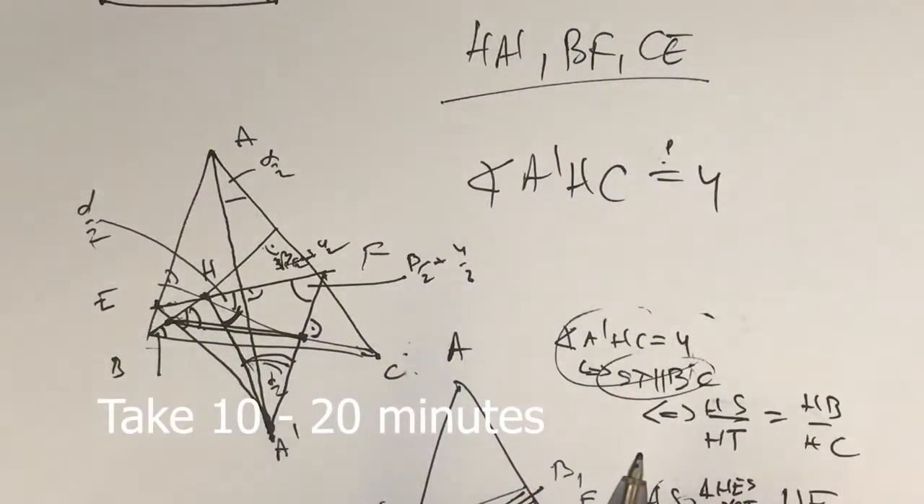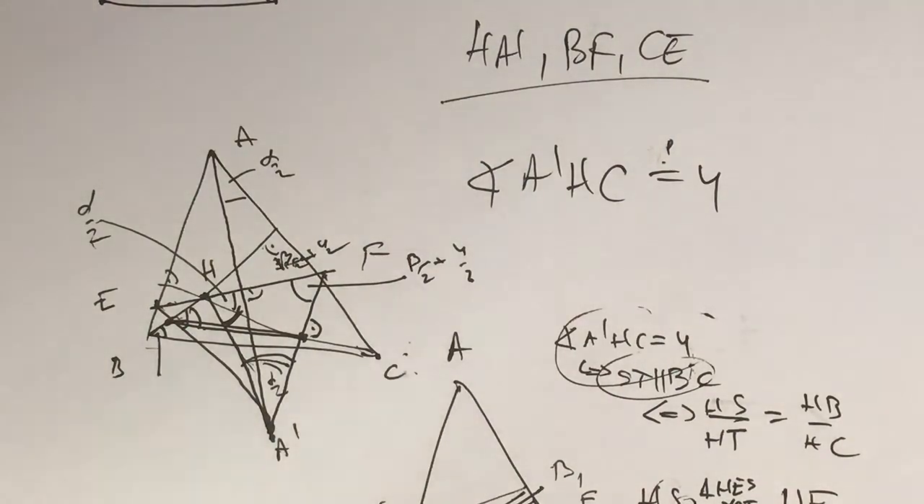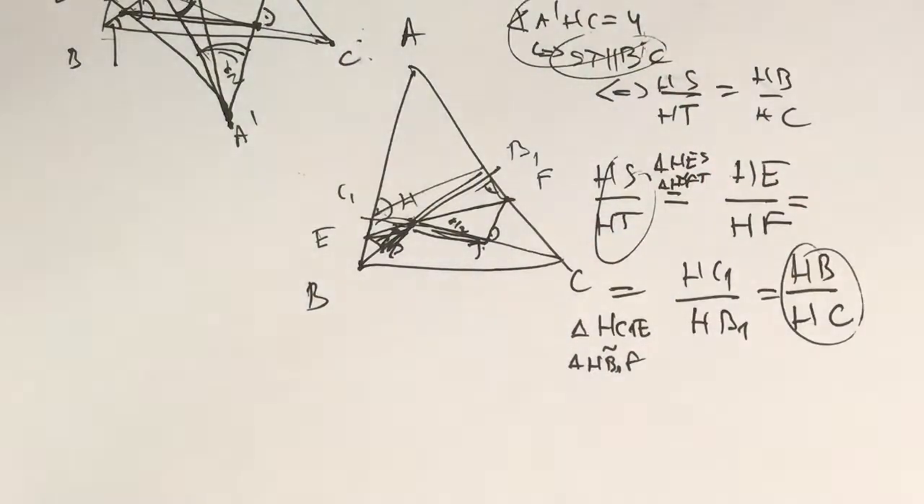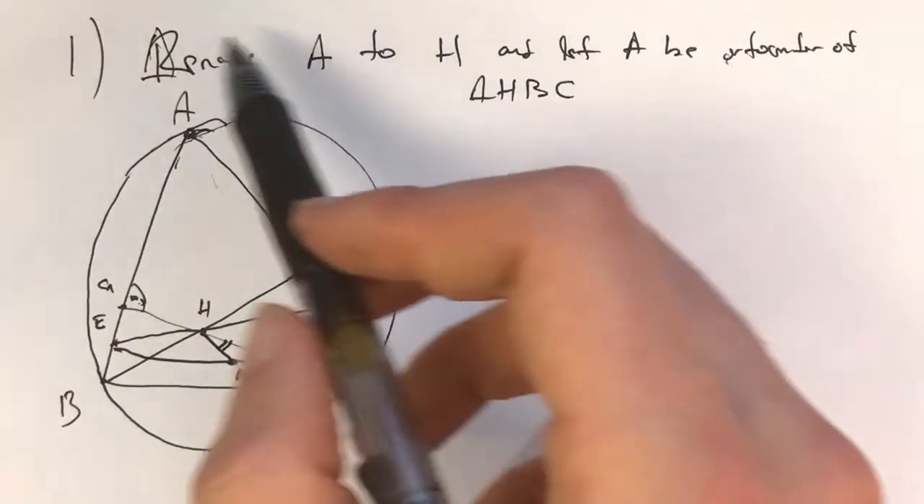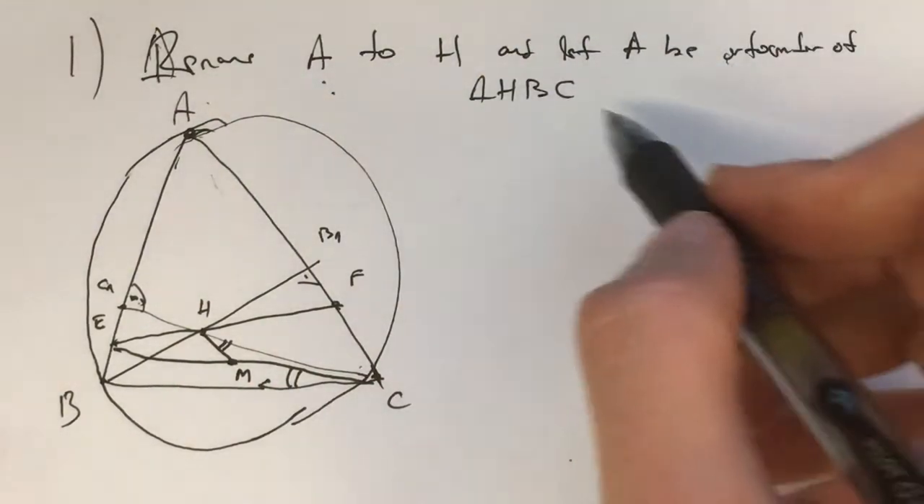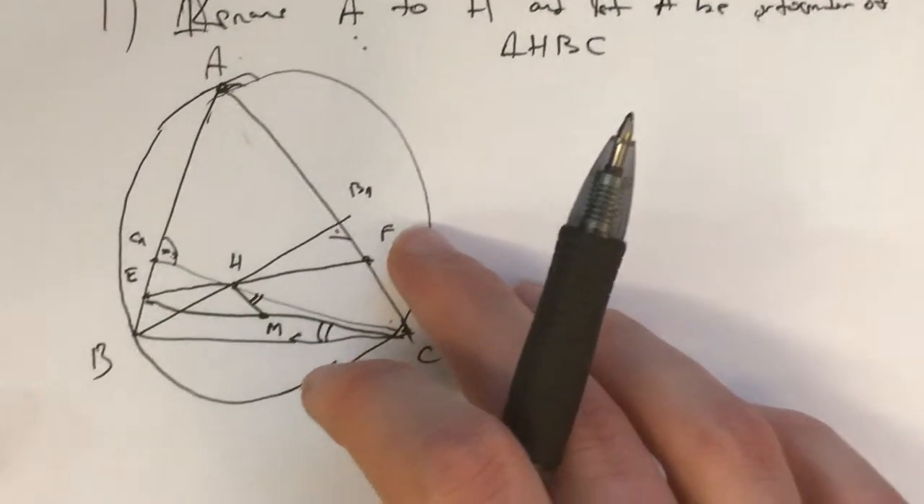And now here I would really invite you to take maybe 10 to 20 minutes and try to write the problem up. And now, instead of presenting you how I would write the solution for this particular way of solving the problem, let me present to you a different solution and a different motivation behind the solution. So let's do that now. The first thing we do is we rename the point A to H and let A be the orthocenter of the triangle HBC.